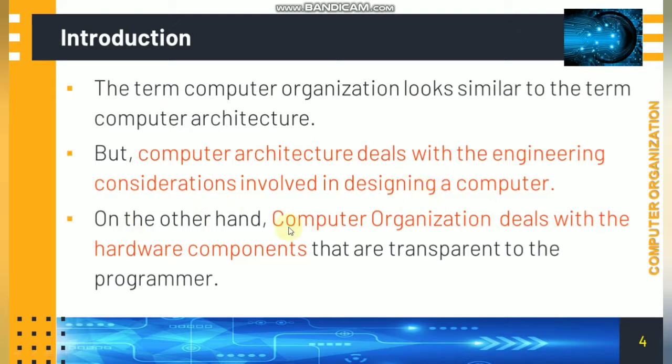On the other hand, computer organization deals with the hardware components that are transparent to the programmer. For example, the mouse, the keyboard, and the CPU are all hardware components that are transparent to us. So computer organization deals with how these hardware components work. Clear?